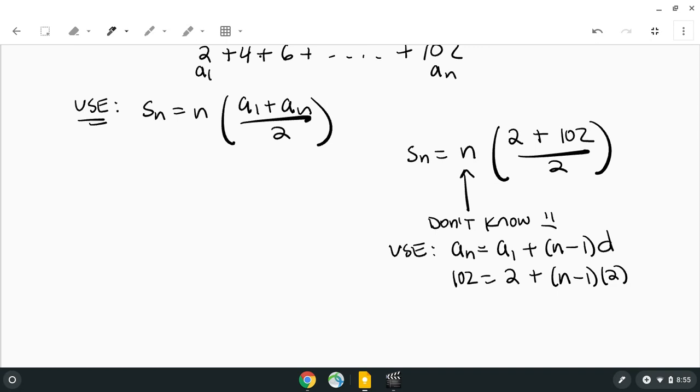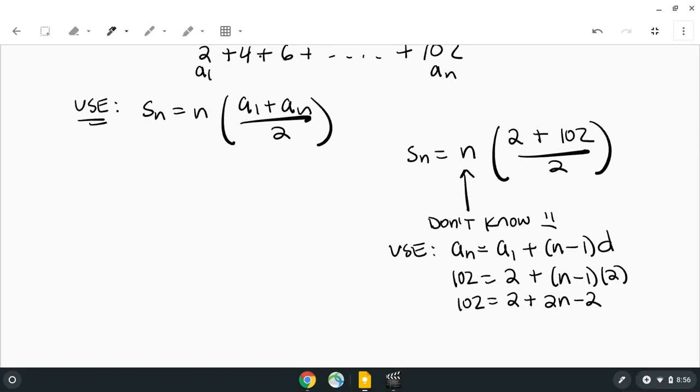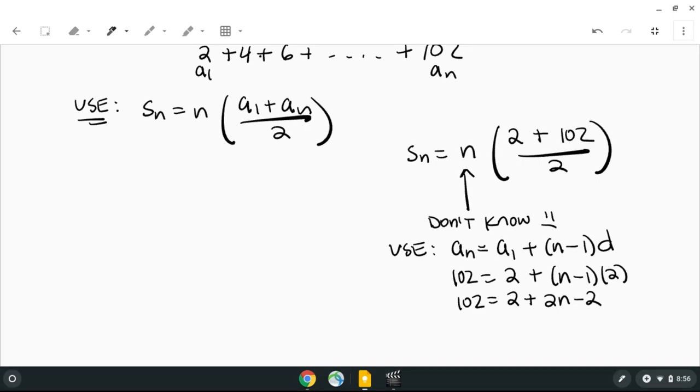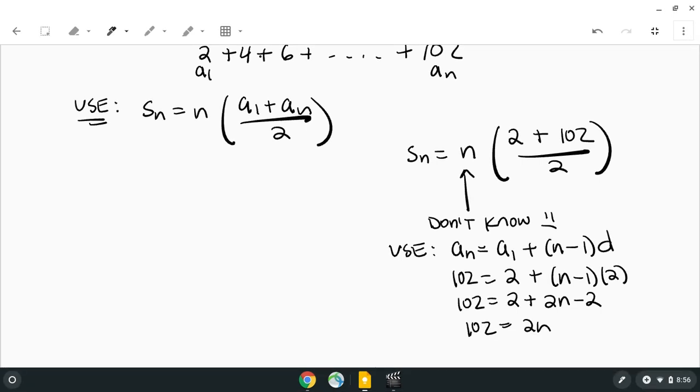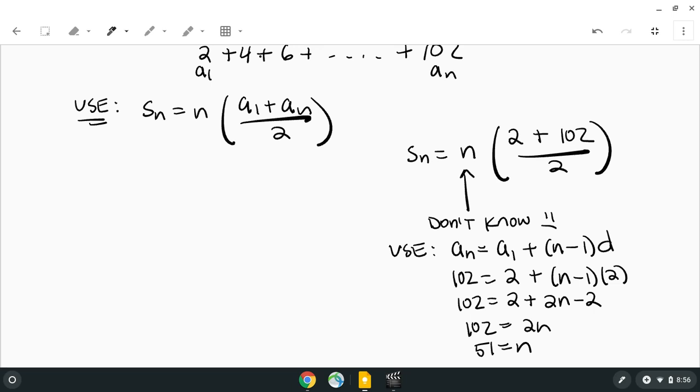Now I can solve for n. 102 equals 2 plus 2n minus 2. 102 equals 2n. And we get 51 equals n.